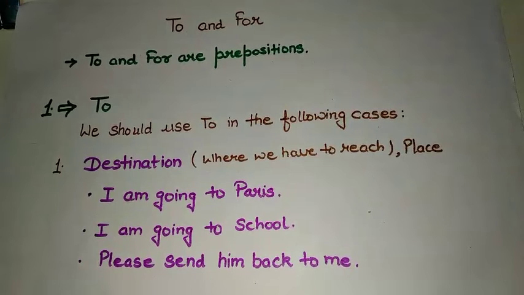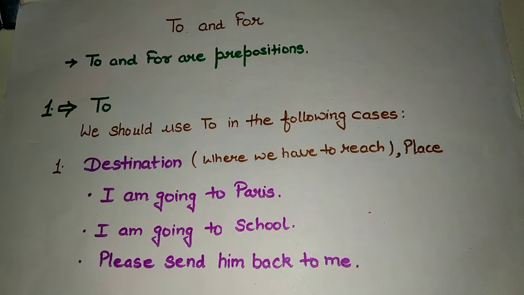Now, what are "to" and "for"? "To" and "for" are prepositions because they are used to join words, phrases, nouns, etc. So first we will see how we can use "to" and how it is different from "for". We should use "to" in the following cases.